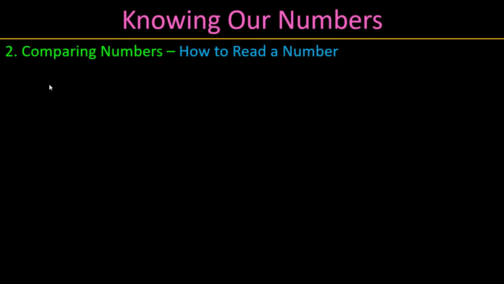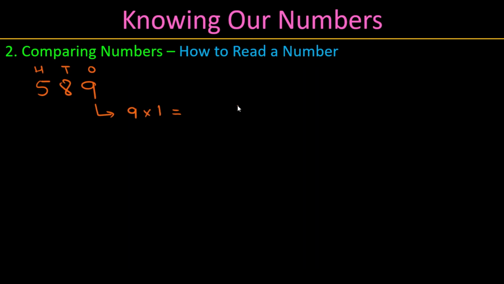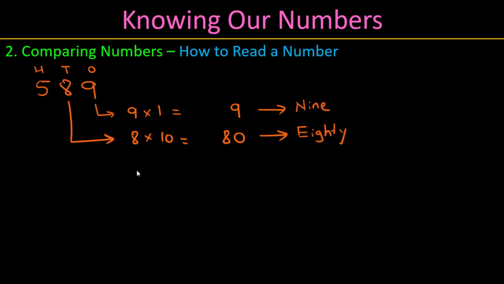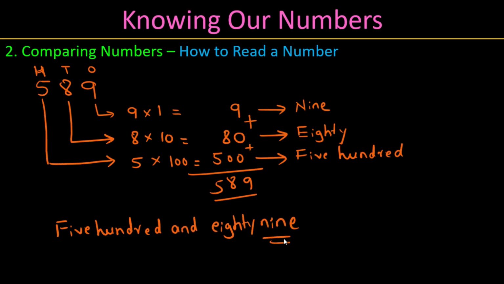Let's take another example. Let's take a 3-digit number, 589. So this is the 0 place position, this is the 10th position, this is the 100 position. Let's start with 9 into 1 equals 9. Coming to the next, 8 is in the 10th position, correct? So this is 80. Next, this is 5 at the 100 location, so it is 500. Add all these things: 500, 80, 9, 589. So the number is matching. Fine. So let's write it in words, 589. That's it. Got it?